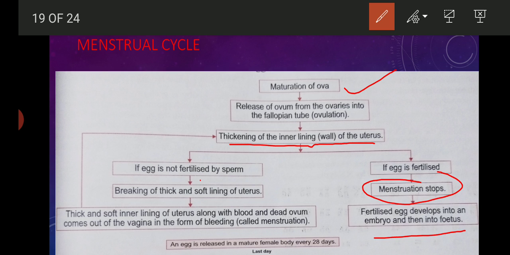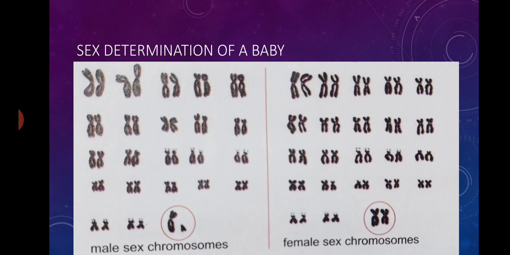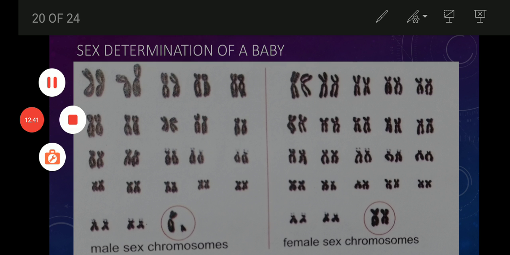The beginning of menstruation at puberty is called menarche, and after some time it becomes irregular. At the age of 45 to 50 years, the permanent stoppage of the menstrual cycle in women is known as menopause. Now let's discuss the next topic, that is sex determination of a baby.